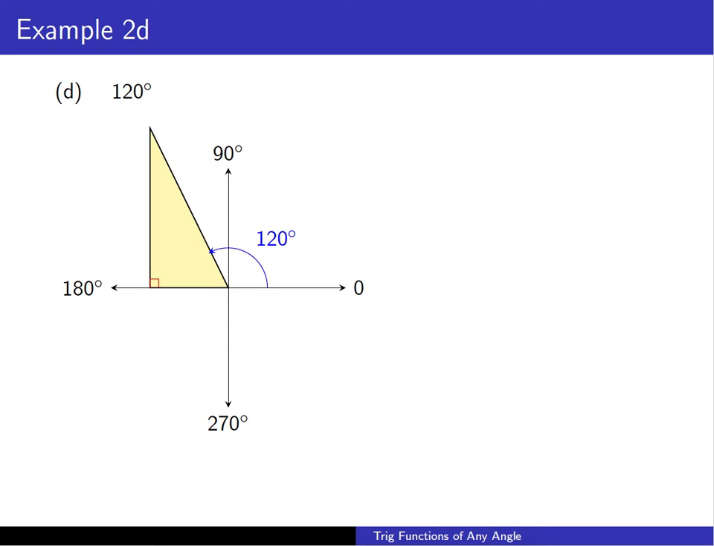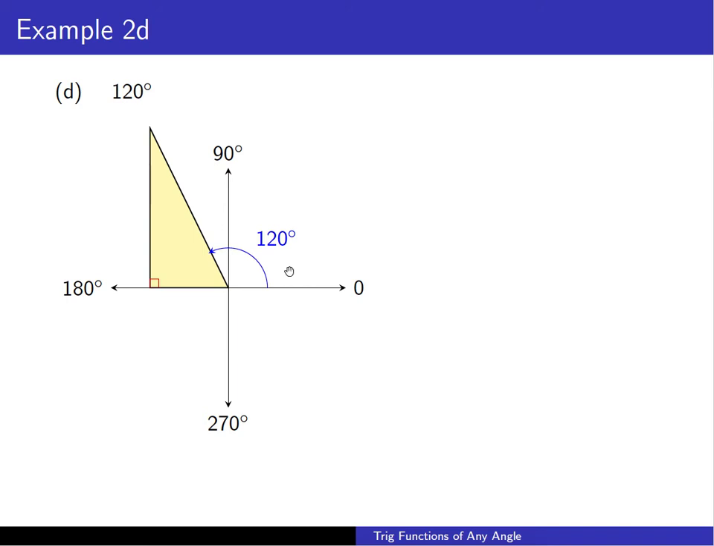Alright, in this video we're going to take a look at placing 30, 60, 90 triangles in the coordinate plane. Picking up from the last video, in example 2D here, we have 120 degrees, and we're going to find the 6 trig functions or 6 trig ratios for 120 degrees.